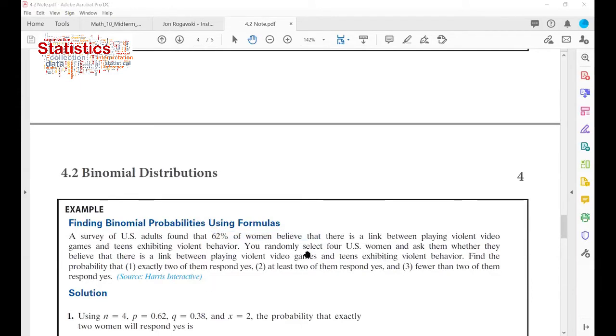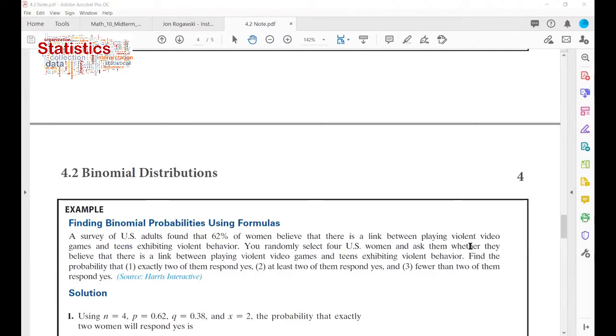You randomly select four US women. So what is this for? X? What is this for? N. This is number 4, N. Excellent. Yes, perfect. Thank you, everyone. This is N. N is 4. The number of fixed trials, or N, is equal to 4.